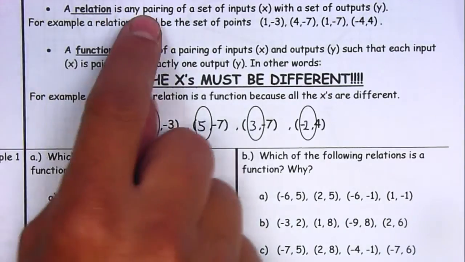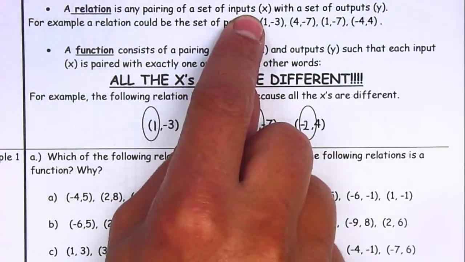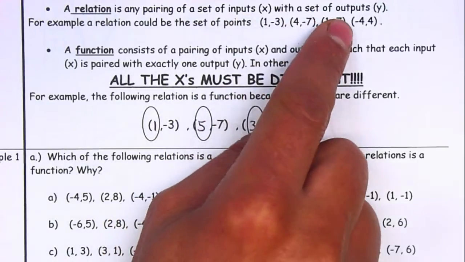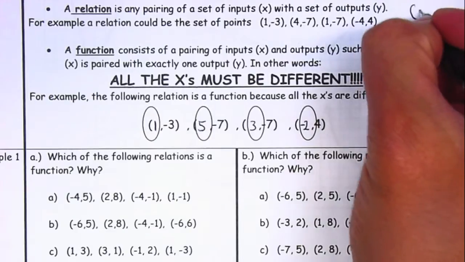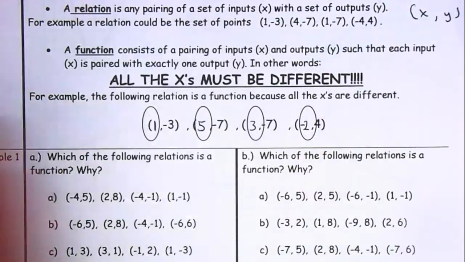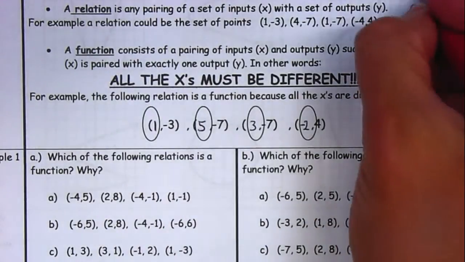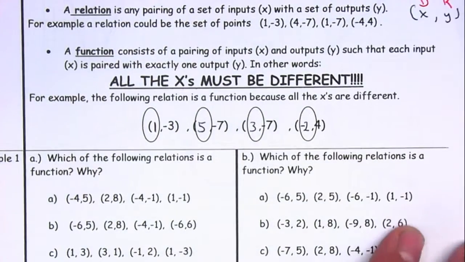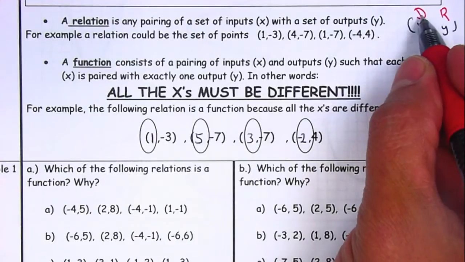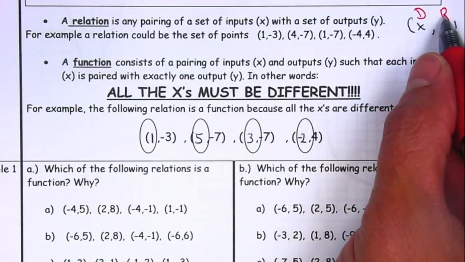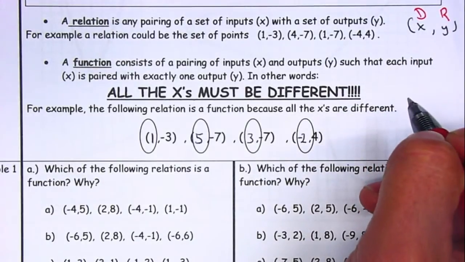And a relation is any pairing of a set of inputs, remember, inputs are your domain, x values, with a set of outputs. Your outputs are your range. Remember, we have x, y, domain, range. So your x values are your input, which is your domain. Your y values are the outputs, which is your range.